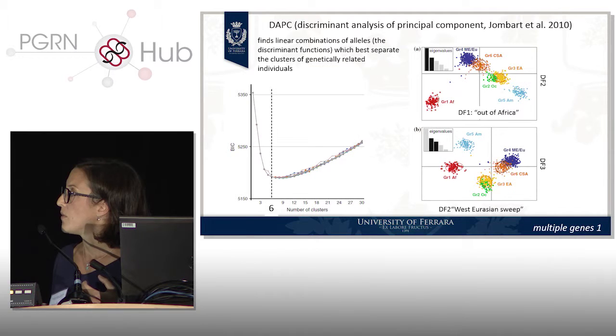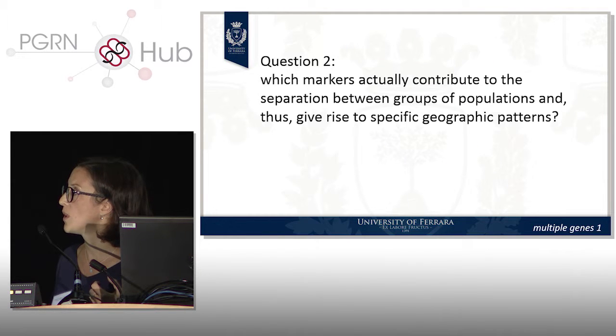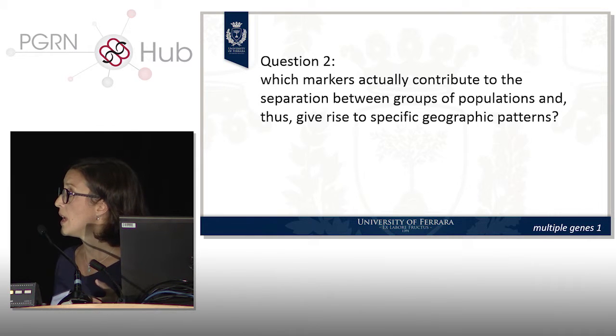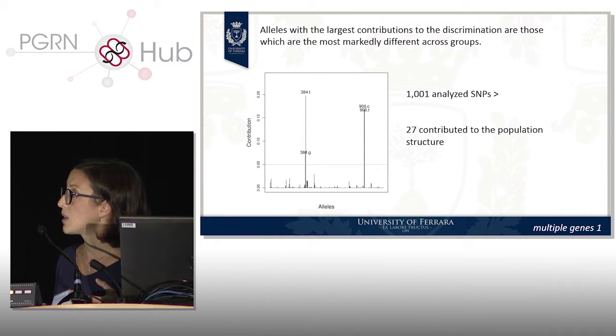So now that we found what was the most likely representation in clusters of genetic variation at this gene, we wanted to infer how many loci and which ones were actually contributing significantly to this structure. It's possible to do that by calculating the contribution of each single SNP to the structure, and then out of 1,000 SNPs, we found that only 27 contributed significantly to this representation, or at least above a certain threshold. So not many, as you can see here.